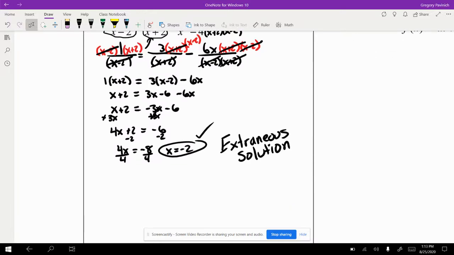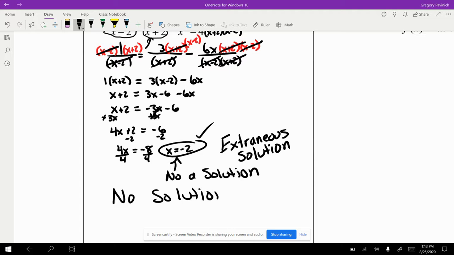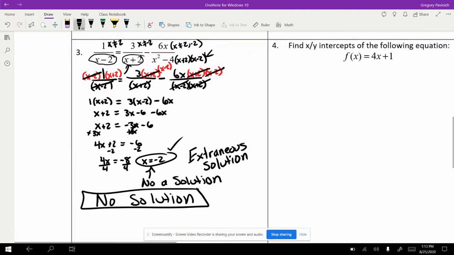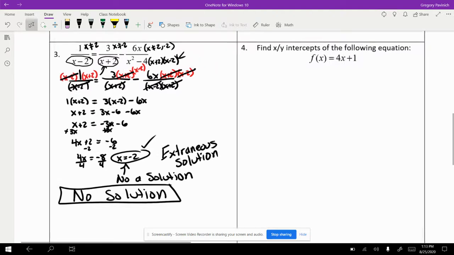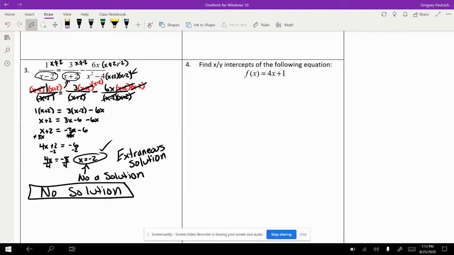So what do I say? This is not a solution. And since I didn't find an additional solution, what happens is I just say this thing has no solution. Okay, because the one solution that I did find is not a solution. Now, sometimes when you work these, you'll turn into a quadratic and you'll end up finding 2 solutions. One of them won't be, so the other one is. Sometimes it can be that there are no solutions.